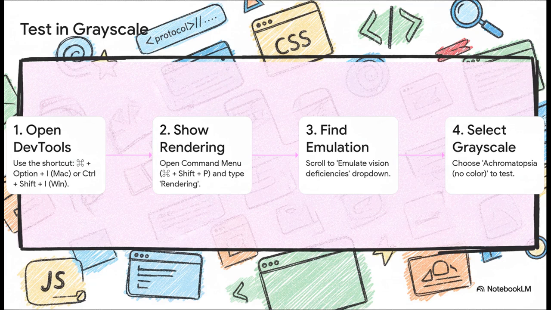First, you just pop open DevTools. Then, bring up the command menu. Start typing rendering and open that tab. From there, you scroll down until you find Emulate Vision Deficiencies, and you just select achromatopsia. This will instantly show you your site in grayscale and reveal exactly where you're leaning too heavily on color.